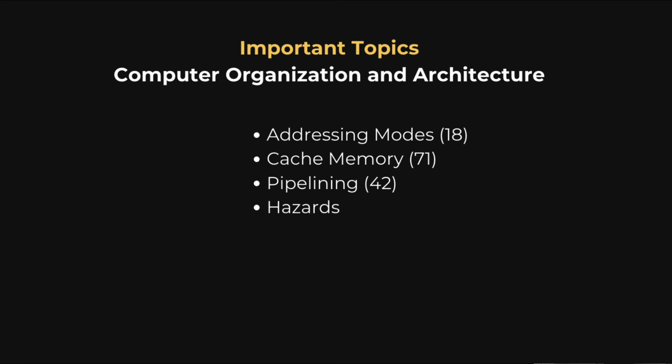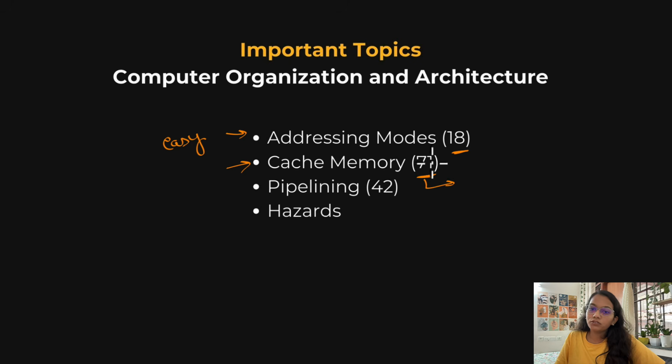The next is cache memory. You can see cache memory is very important. Till now 71 questions are there from cache memory. So you can see how important it is. But for this you have to spend some time to understand it well. There are a lot of concepts that you have to study in cache memory. There will be questions like the total memory access time, questions about tag bits, or something like that.